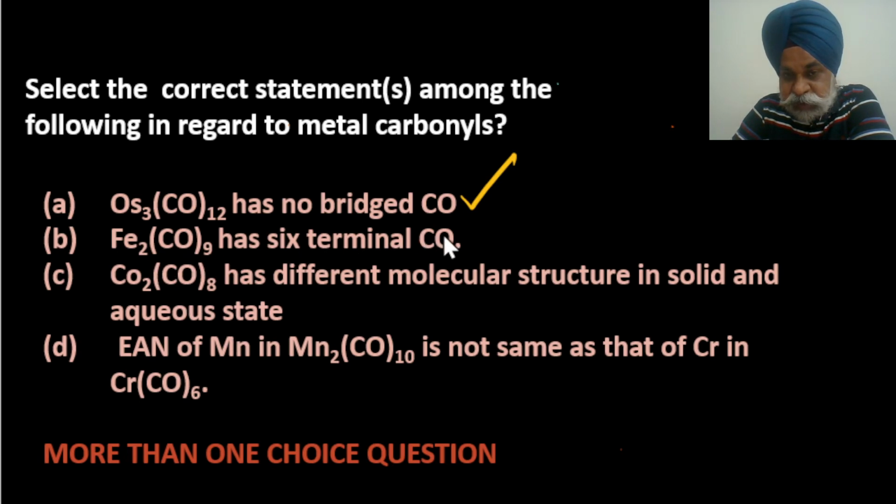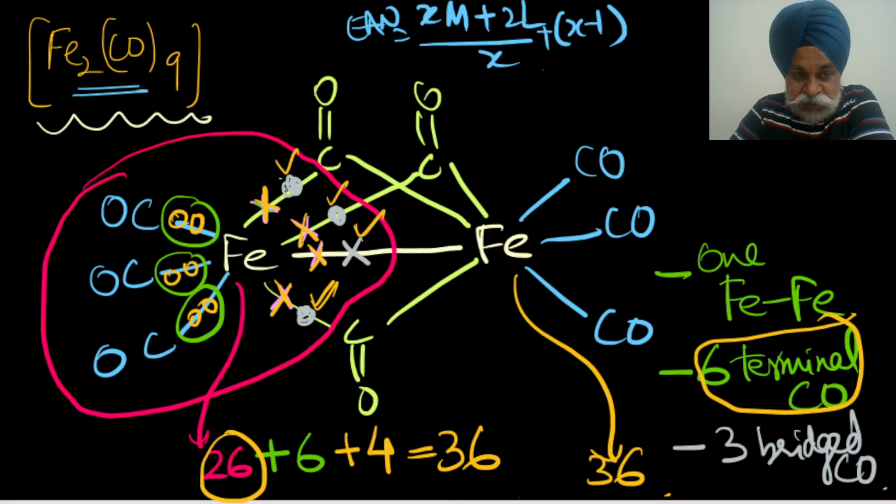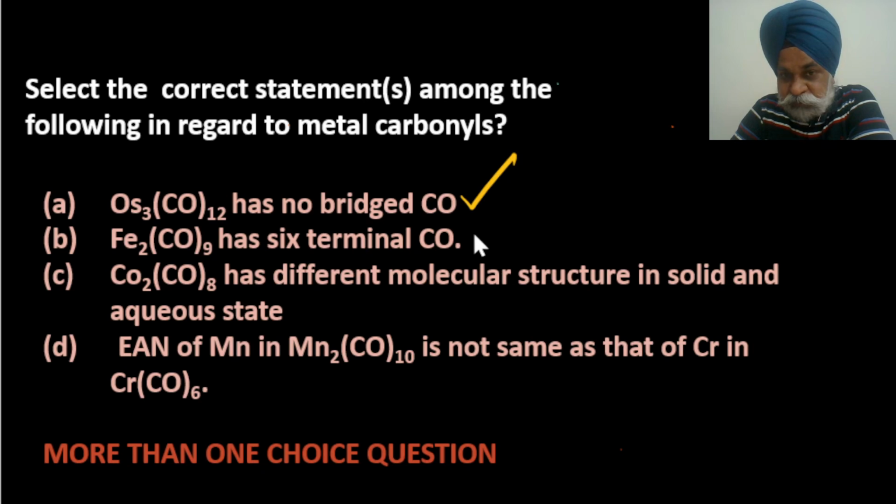Fe2CO9 has 6 terminal CO groups. Let me check. Let me show it to you. It has 6 terminal CO groups. Am I right? Yes, it has 6 terminal CO groups. Now the question becomes easy once you know the theory aspect. That is the beauty of inorganic chemistry. If you know some information, then it becomes very interesting, and the question can be done in a fraction of a second. And Co2CO8 has different molecular structure in solid and aqueous state.